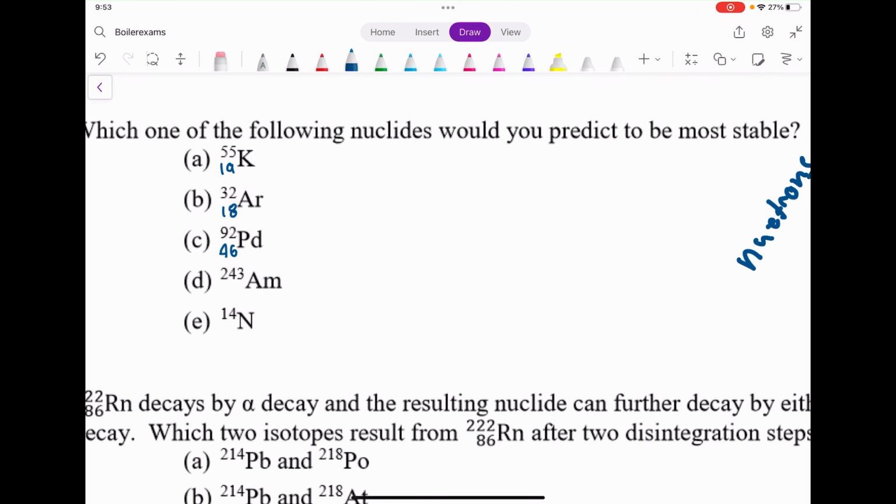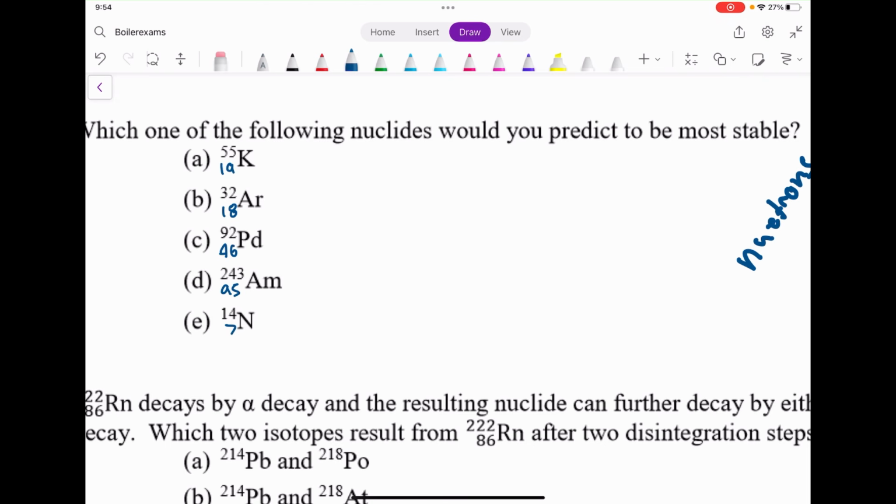Am, that's f block. Americium, sick, 95. That's all down the bottom. That one's not very common. Nitrogen, can't say the same for that one. That one's 7. Okay, so that's how many protons all these have. I just pulled this off the periodic table.